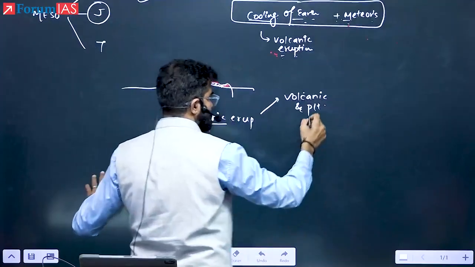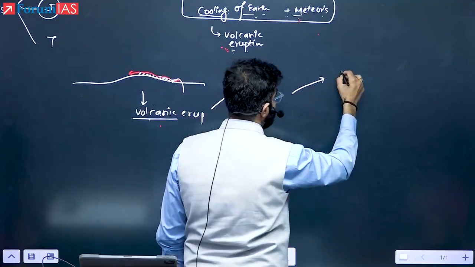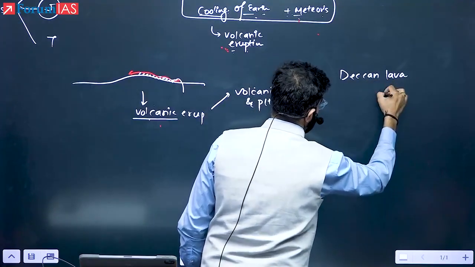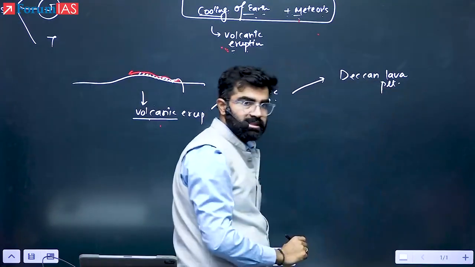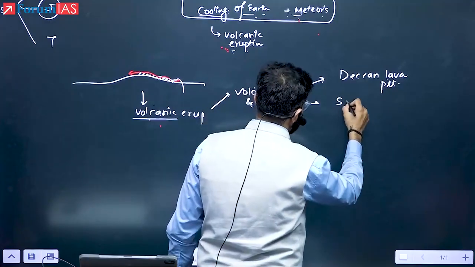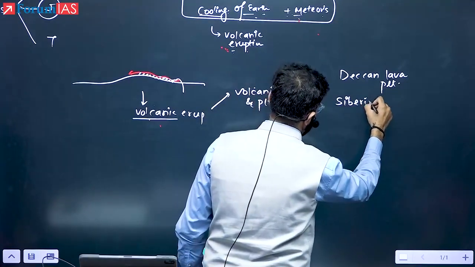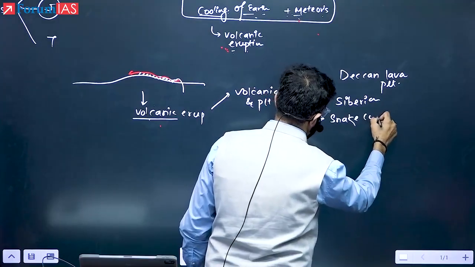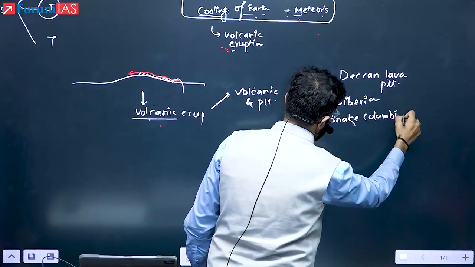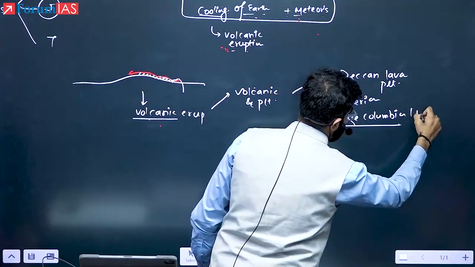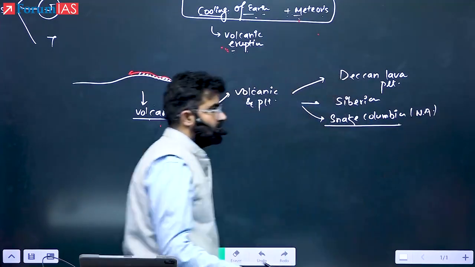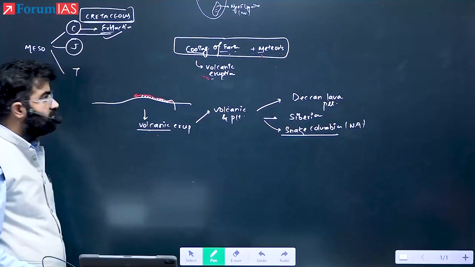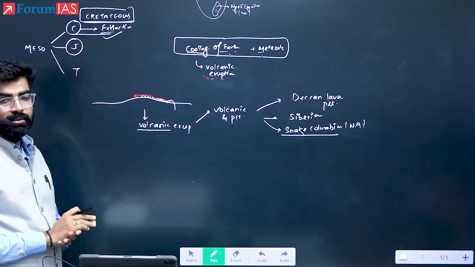The examples of such plateaus: number one, the Deccan Lava Plateau of India, which was formed by this time. Second, the Siberian Plateau was also formed by this time. Third, the Snake Columbia Plateau, in North America or the US. They are examples of volcanic plateaus and they were formed in this Cretaceous time period.